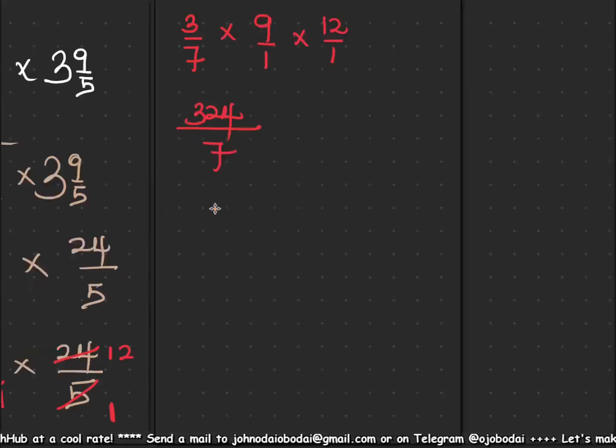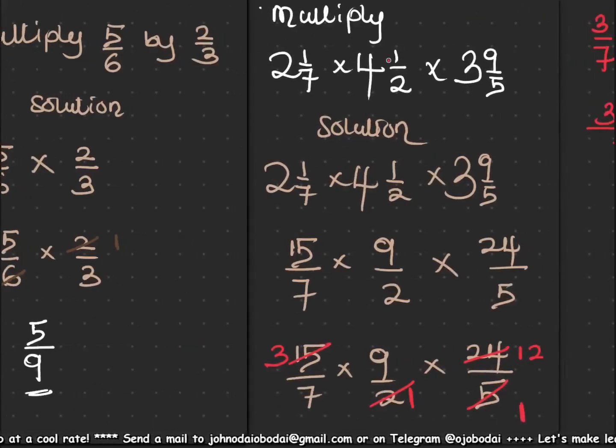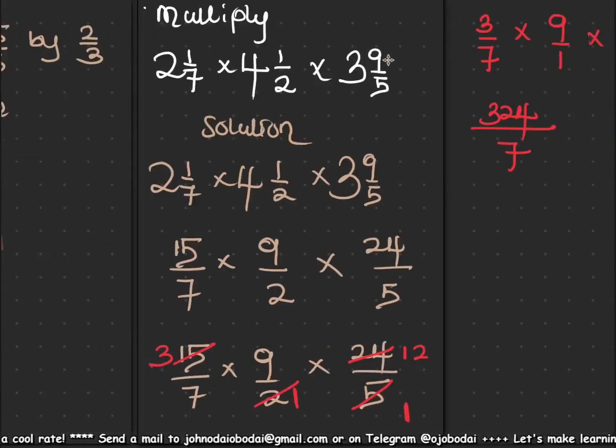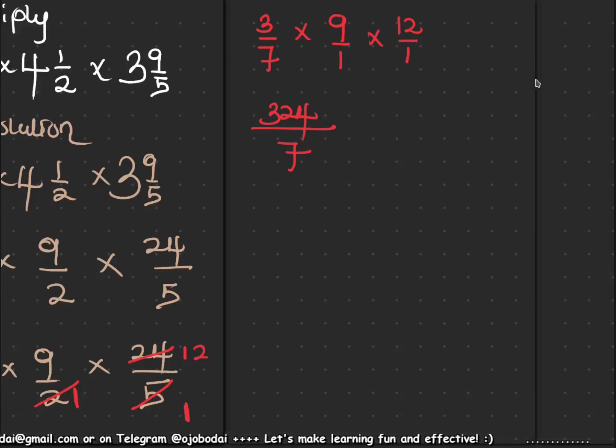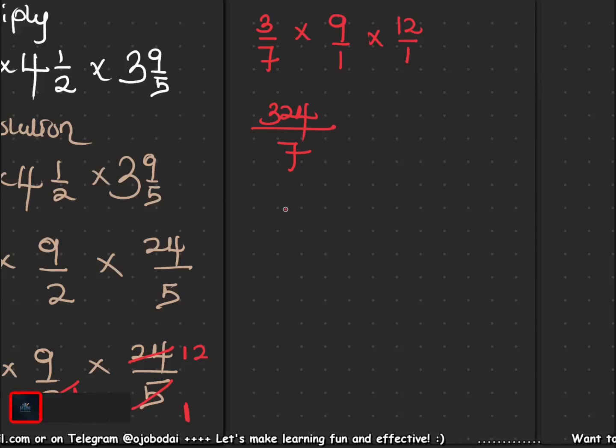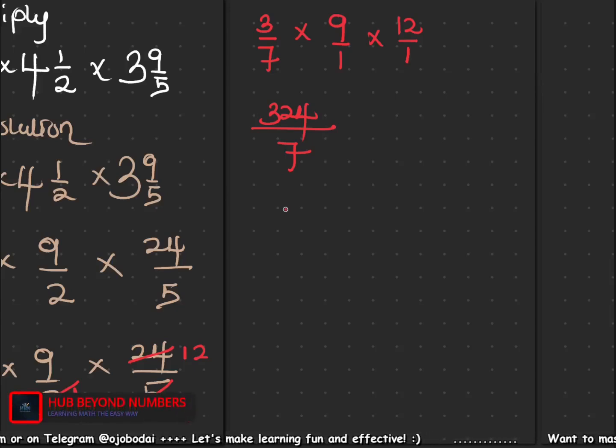Then we looked at how to use mixed fractions as well. You'd have to change them first of all into their improper forms, and then from there you can take it from there. This 324 over 7 can also be written as a mixed fraction. So you can do it and let me know in the comment section. I'll give some exercises or some try work you can do on your own to test your understanding.